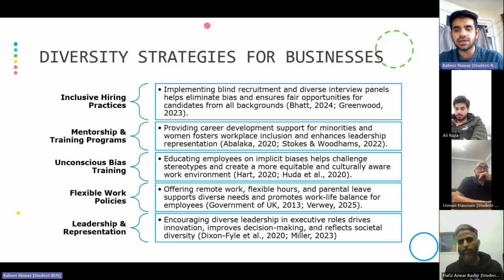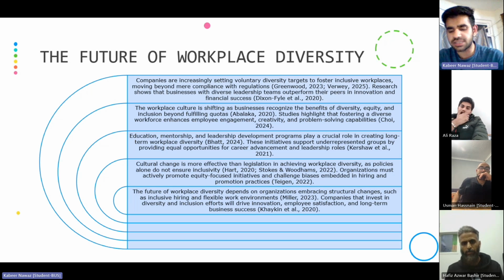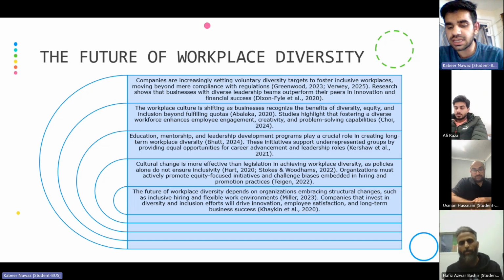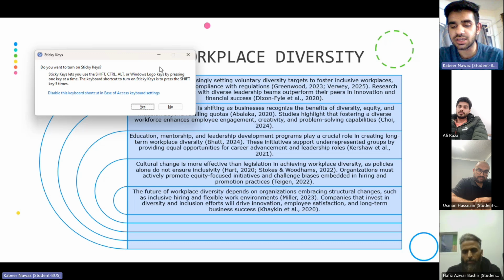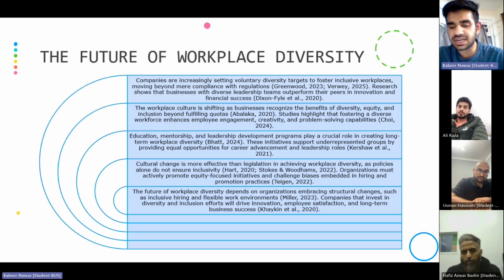Now, the next slide is the future of workplace diversity. This slide explores emerging trends and forward-looking strategies that define the future of work for diversity. Many companies are now moving away from simply meeting employment requirements and are instead setting voluntary diversity targets. These efforts are often driven by recognition that inclusive leadership improves innovation and delivers stronger financial performance.